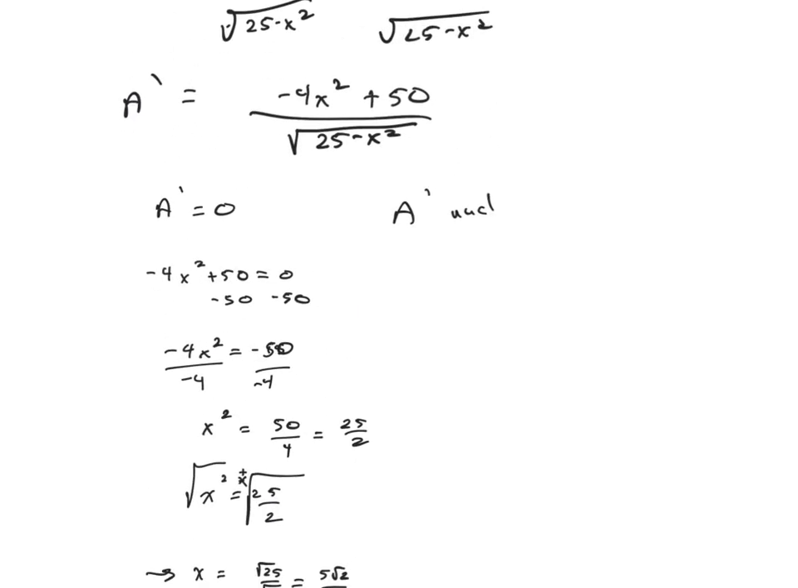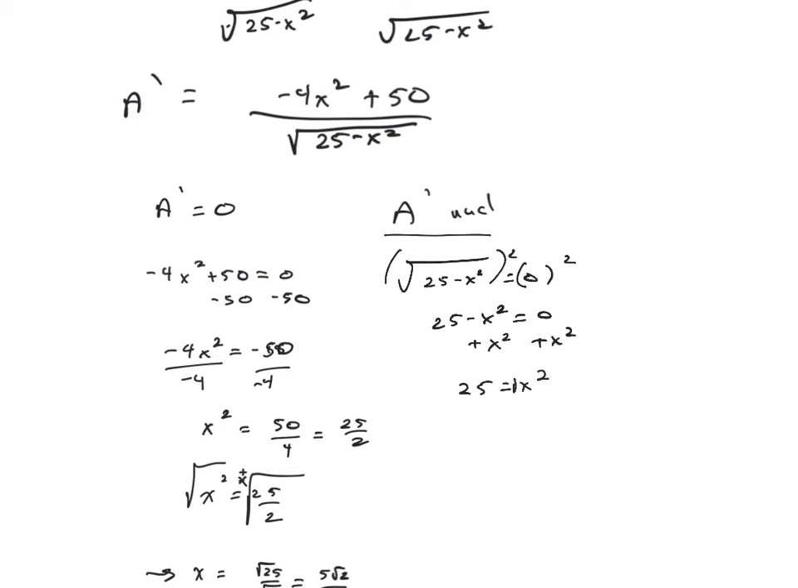When would this be undefined? Well, it would be undefined when the bottom equals 0, so I'd have the square root of 25 minus x squared equals 0. Square both sides of this equation. I'd have 25 minus x squared equals 0. Add x squared to both sides. I'd have 25 equals x squared. Take the square root. Again, x has to be positive. We don't need to worry about the negative, so I'd have x equals 5.